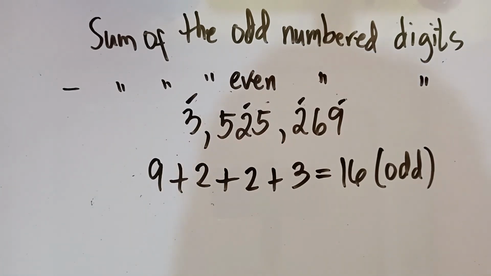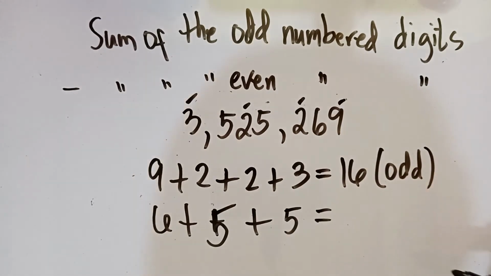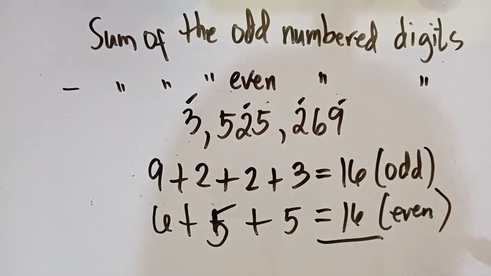So, yung natira is for the even number digits. So, kukunin na natin ulit yung sum. So, you have 6 plus 5 plus 5. So, that is also equal to 16. So, this is for the even. Now, if we're going to subtract the sum of odd number digits and even number digits, so 16 minus 16, that is equal to 0. So, is 0 divisible by 11? Yes, tama mga boss. It is divisible by 11. So, therefore, 3,525,269 is divisible by 11.